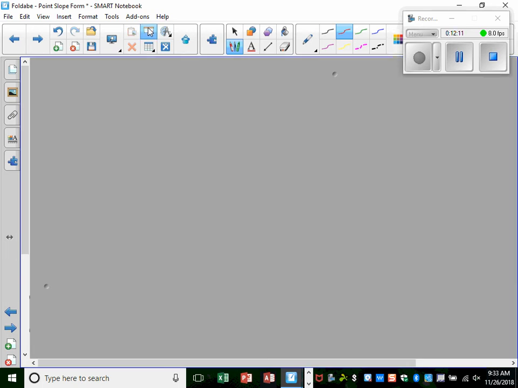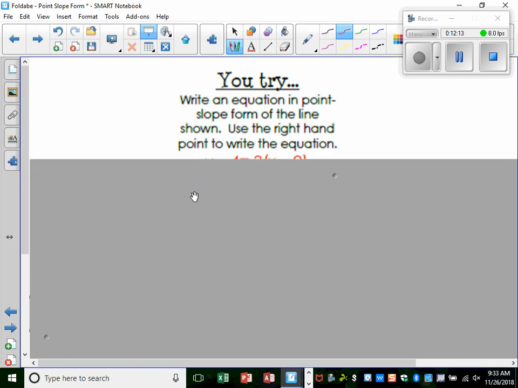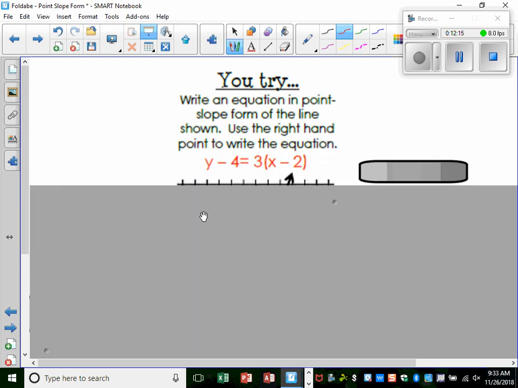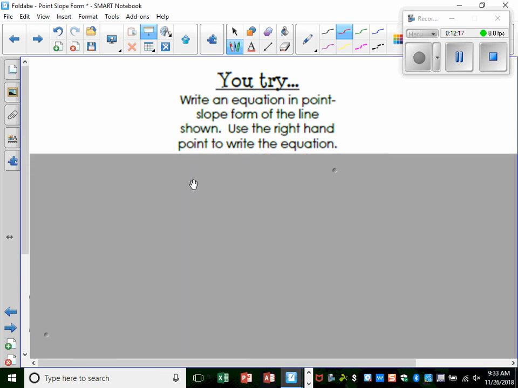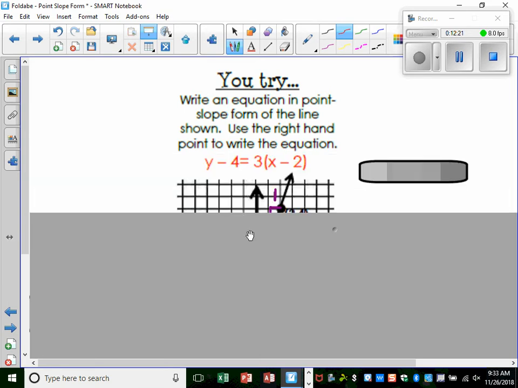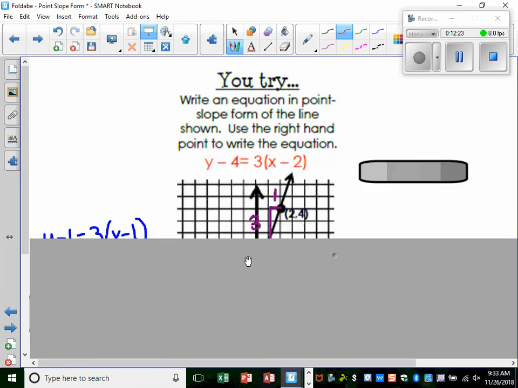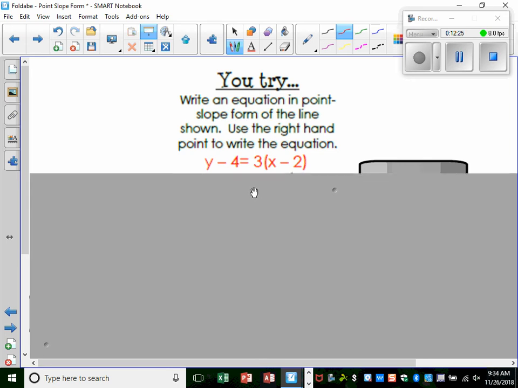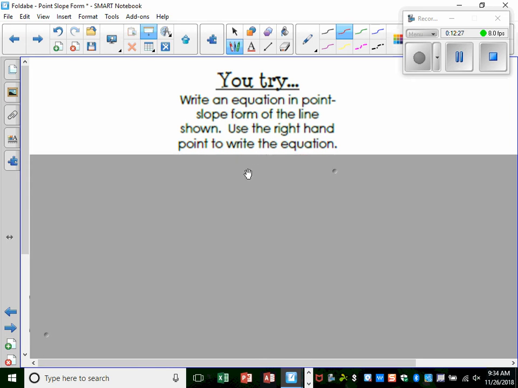All right. We're going to move on to the next one. The next one is the you try. What I want you to do is take this equation. I'm not going to show it to you just yet. I want you to take the graph, figure out what the slope is, and then give me both equations. I'm going to pause this and let you work that out.